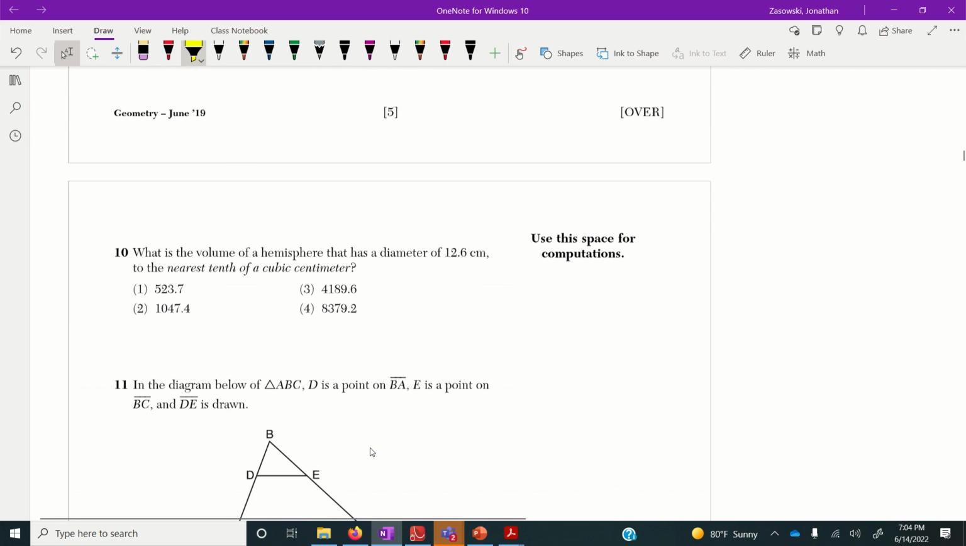Okay? Number 10, volume of the hemisphere has a diameter. It's 4 pi r squared. Cut this in half and plug it in. All right? And then we can choose our answer. That should be 1.